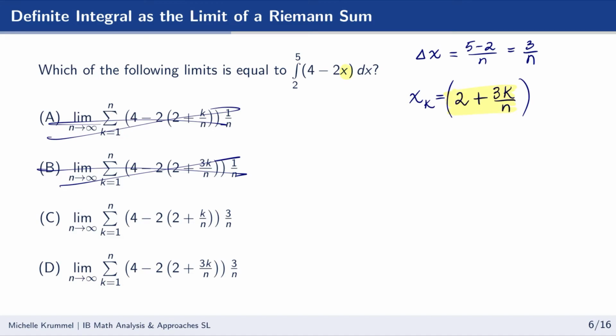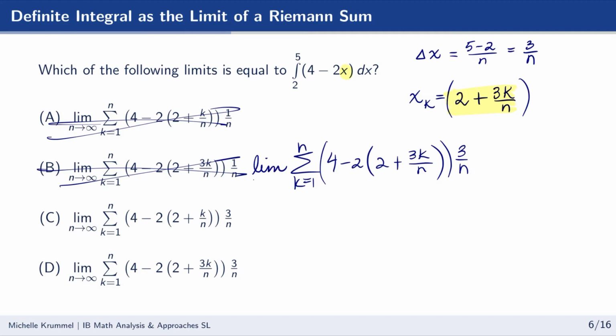So it's going to be 4 minus 2, and then in parentheses we make this substitution. 4 minus 2 times 2 plus 3k over n. All of that gets multiplied by the dx, which is 3 over n, and then we can fill in the sum from k equals 1 to n and limit as n approaches infinity. So that is choice D again.